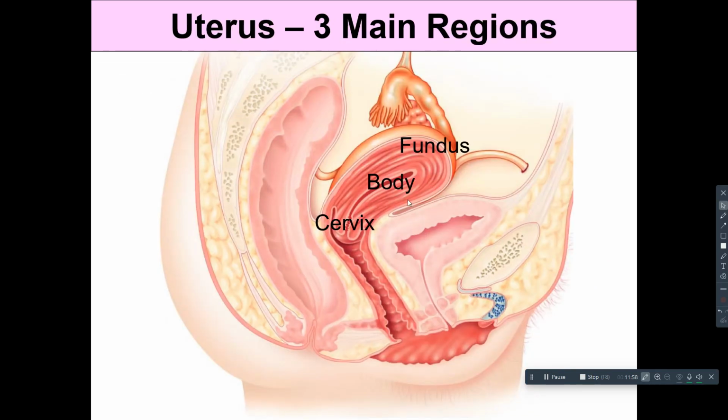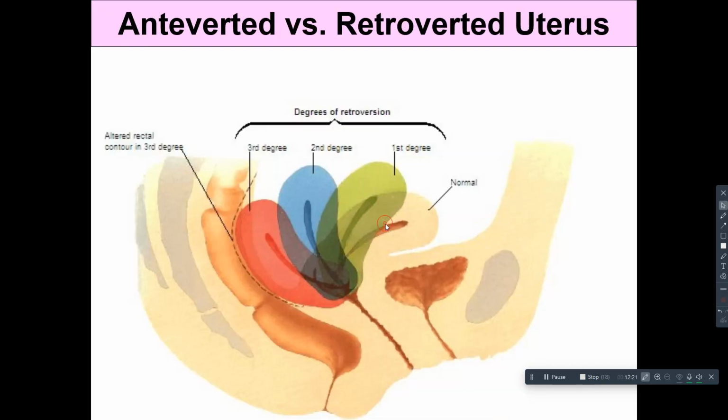The uterus does have three main regions. It has a dome part right here, which is very anterior facing, and then a big major portion called the body. And by the way, of course, the dome-shaped part is the fundus. I forgot to say that. Then the big major portion is the body. Then the neck, which is protruding into the vagina, is the cervix.